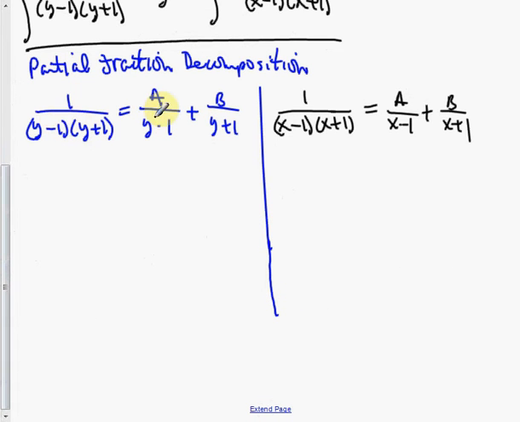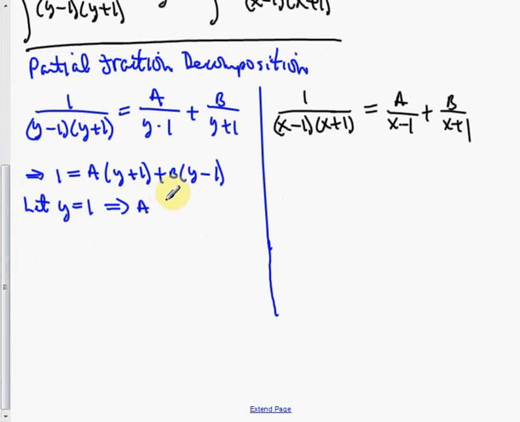So if you multiply both sides by the LCD, this implies that we have 1 is equal to a times y plus 1 plus b times y minus 1. If you let y equal 1, that'll get rid of the b, and I can solve for a. So I get 1 is equal to 2a, so that implies that a is equal to 1/2.